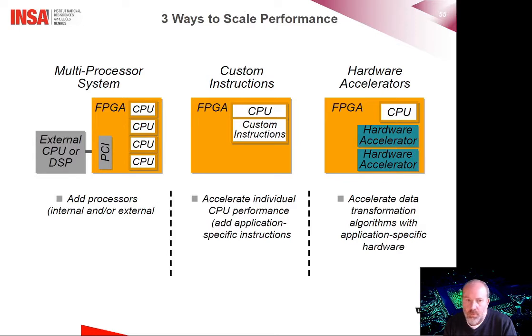Finally, the third way to obtain better performance is to use hardware accelerators that are implemented in the FPGA reconfigurable area. These accelerators implement some basic or complex computation like filters, complex DSP, FFTs, or whatever, and are tightly coupled to the CPU.